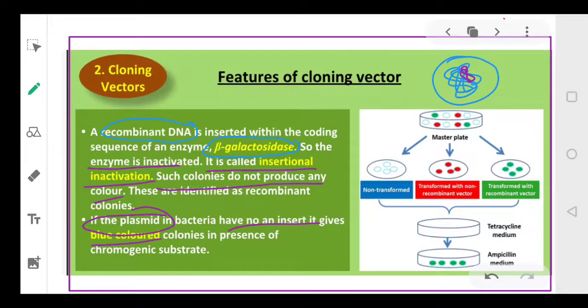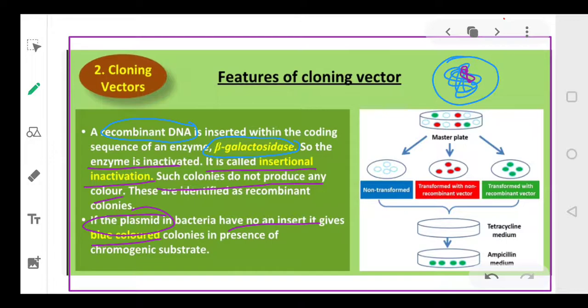So if there is a normal cell in which the beta galactosidase enzyme is functioning, in that case the color of the bacteria will be blue. But if we have introduced the DNA in this portion, this will result in the inactivation of the beta galactosidase, and such bacteria will be colorless.